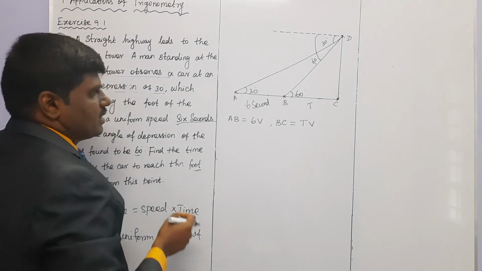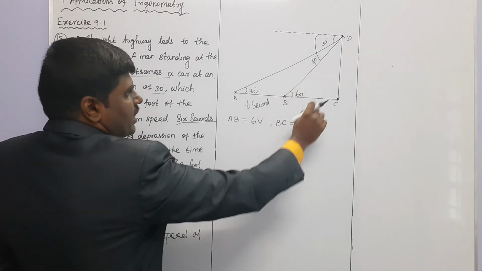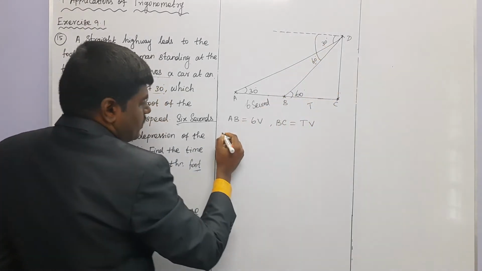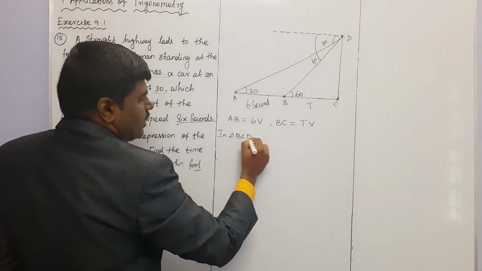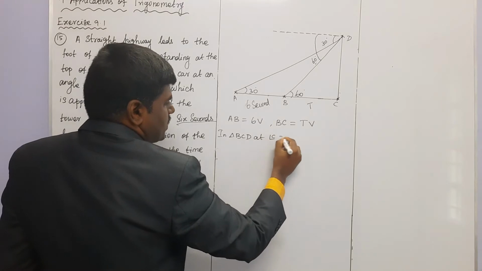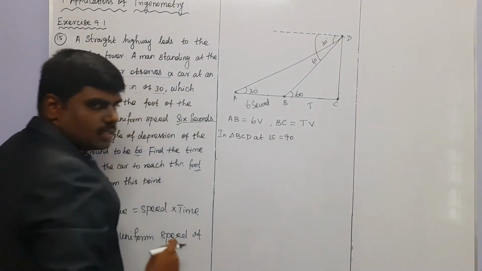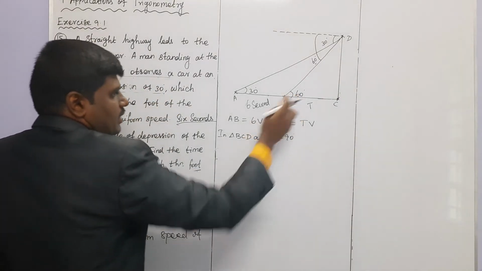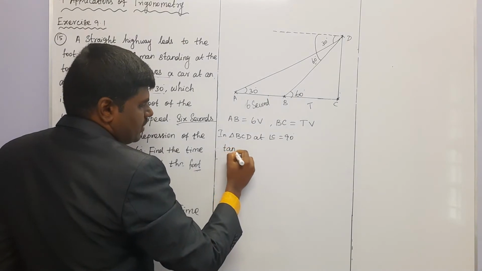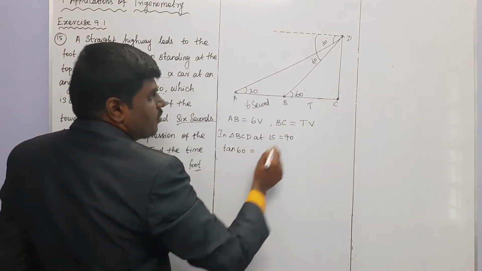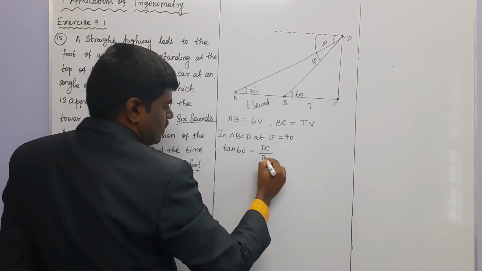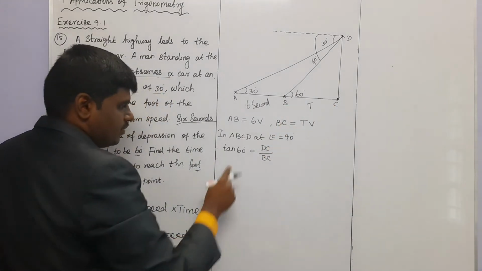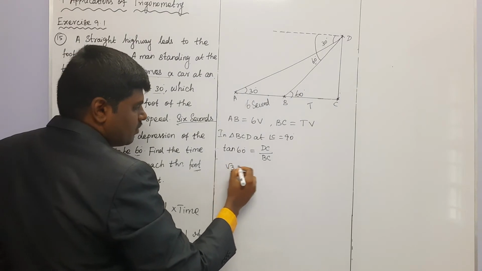First I consider the triangle BCD. In triangle BCD, the angle at C is equal to 90 degrees. Is it clear? Same way, tan 60 degrees. I will choose the formula: tan 60 degrees is equal to the opposite side, that's DC, by BC. Therefore, tan 60 degrees, the value is equal to root 3.